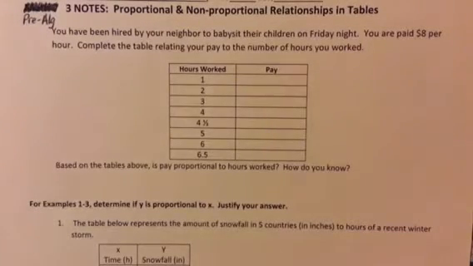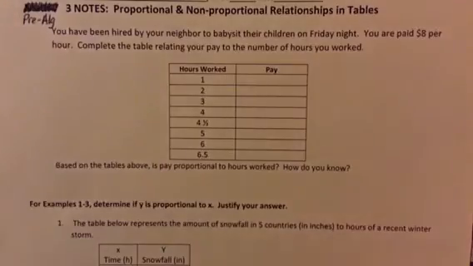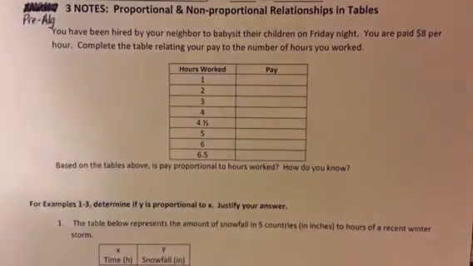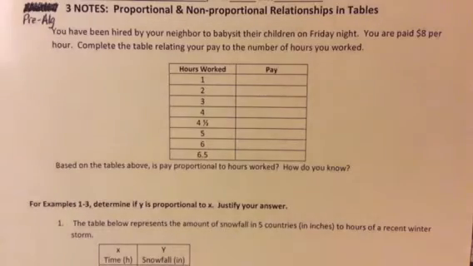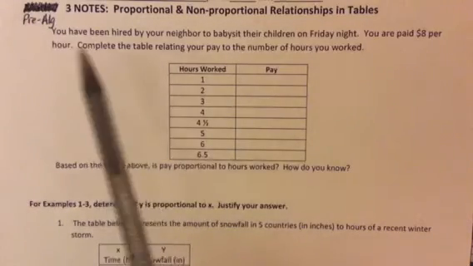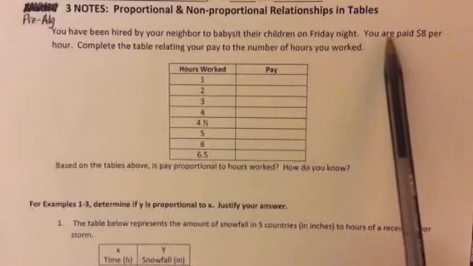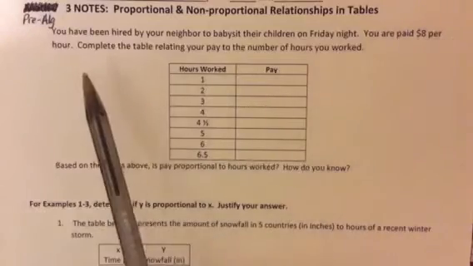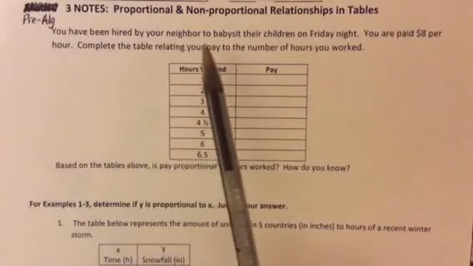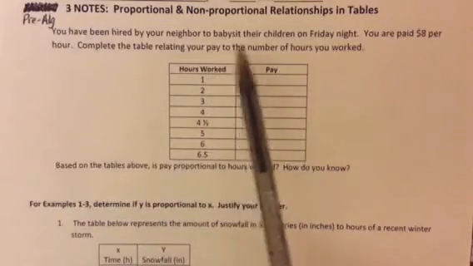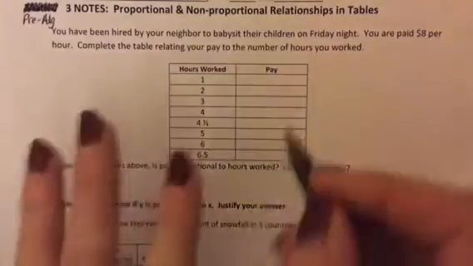So in lesson 3, we're going to be looking at proportional and non-proportional relationships by looking at tables. We're going to start with our example where it says you've been hired by your neighbor to babysit their children on Friday night. You are paid $8 per hour. Complete the table relating your pay to the number of hours worked.